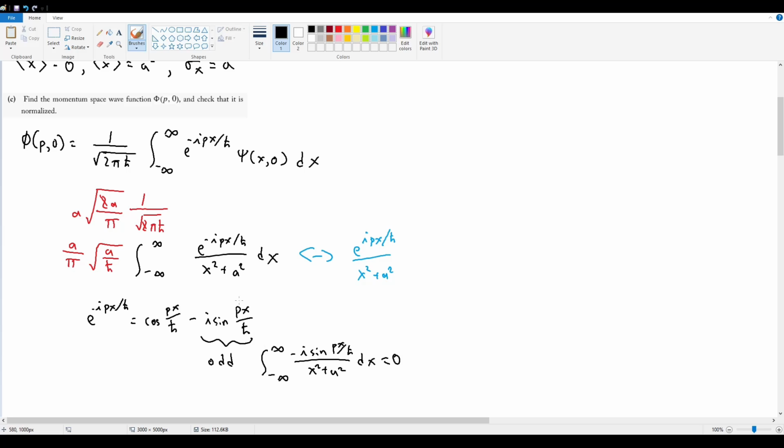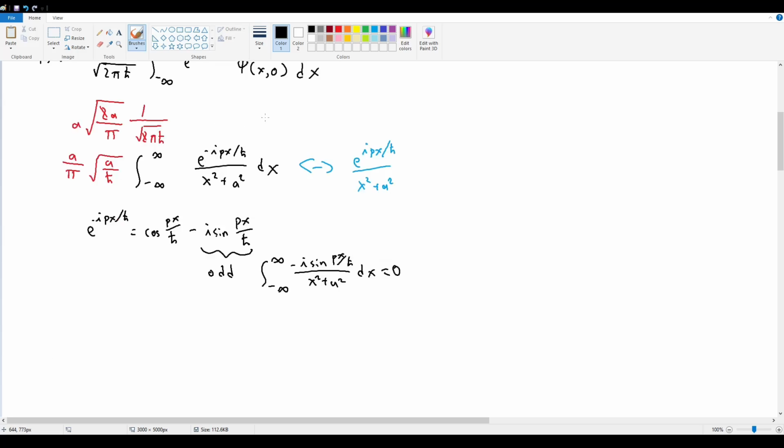So you can ignore it, leaving just phi of p comma 0 being equal to a over pi square root a over h bar times the integral from negative infinity to positive infinity of cosine px over h bar divided by x squared plus a squared. So the negative ipx over h bar splits into a cosine and a sine. The sine can be disregarded because it's odd, leaving just the cosine term.